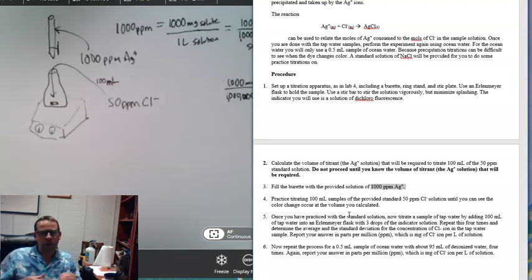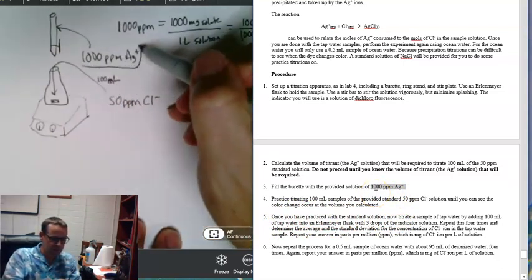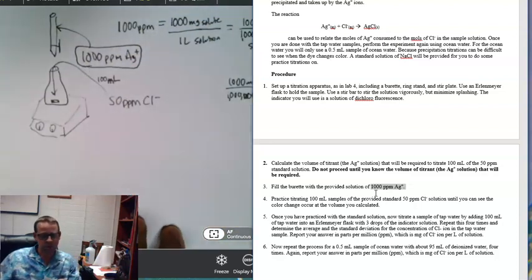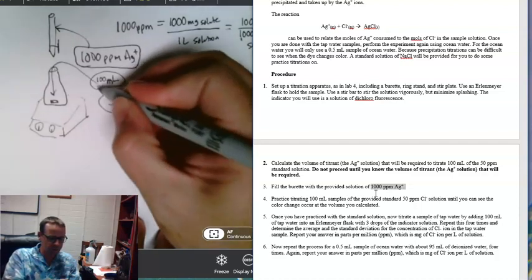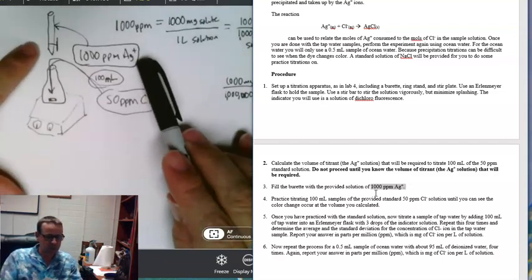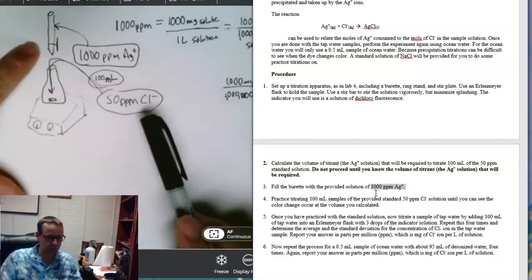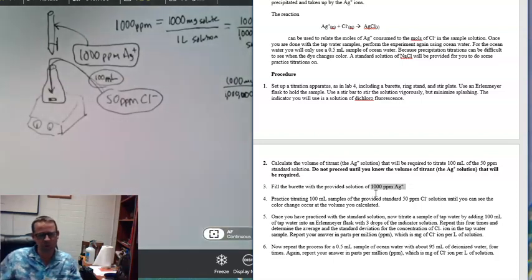Right? And then after we get comfortable, now you should be able to know how many milliliters of the 1,000 parts per million solution it should require to titrate the 100 milliliters of 50 part per million chloride ion solution that we have in here. And you want to do that calculation before you come to class. You want to find out how many milliliters of the 1,000 parts per million solution are required to titrate the 100 milliliters of the 50 part per million solution.